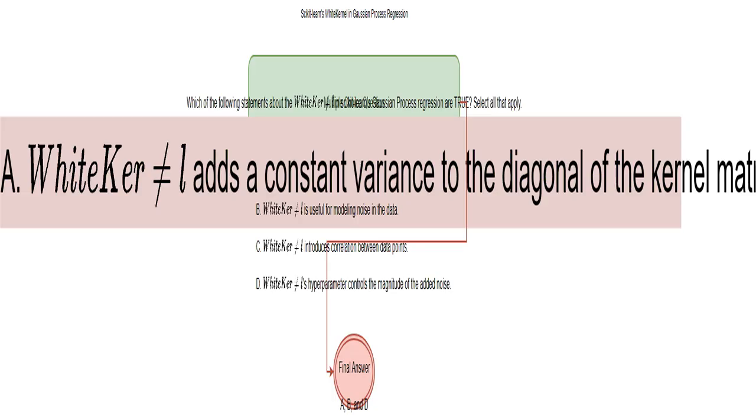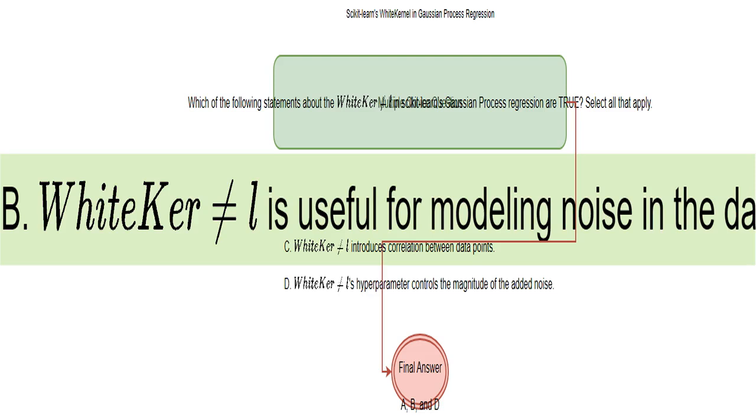This statement says the WhiteKernel adds a constant value to the diagonal entries of the kernel matrix, representing added noise variance to each data point. I'll explain if this is true or false in the next sections. This statement claims the WhiteKernel helps us include noise into our model. I'll check if this is correct and explain my reasoning.